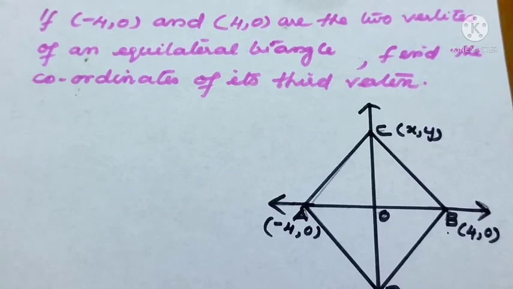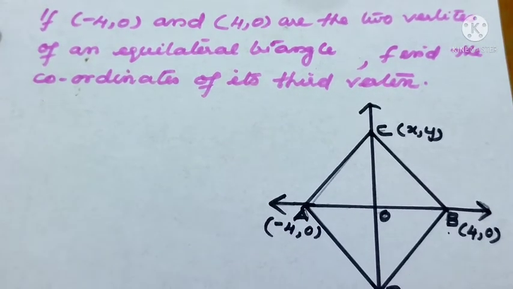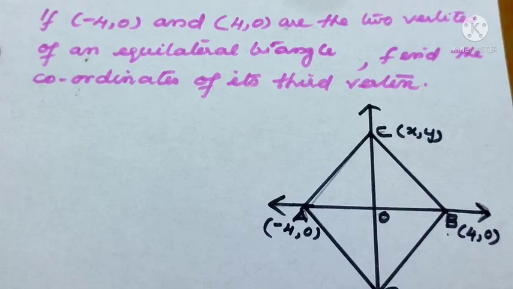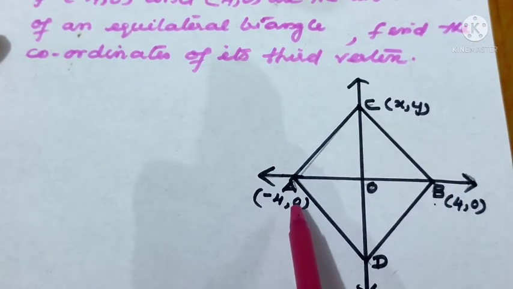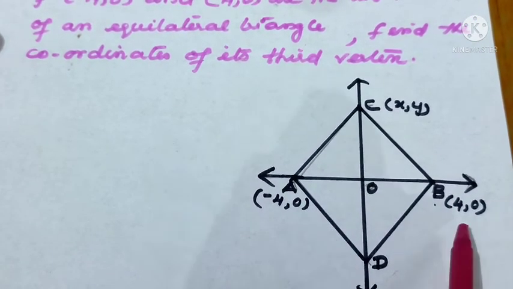Next question: if (minus 4, 0) and (4, 0) are the two vertices of an equilateral triangle, find the coordinates of its third vertex. So it's already given that it is an equilateral triangle, the diagram is already given to you. A and B are the 2 points, (minus 4, 0) and (4, 0) respectively.